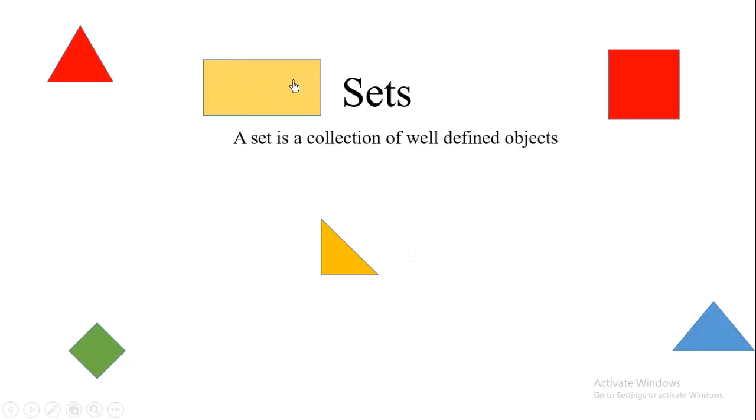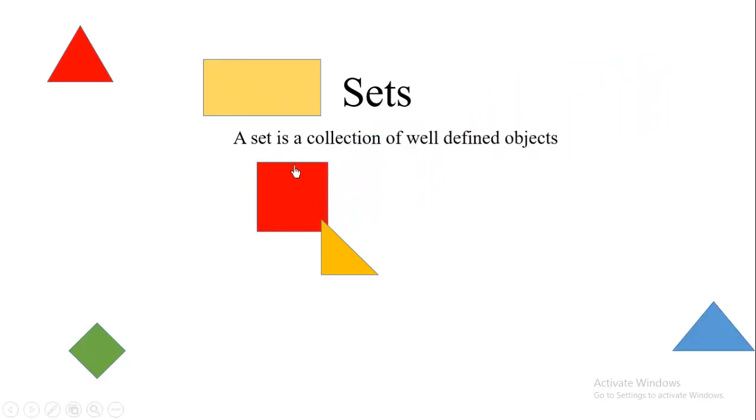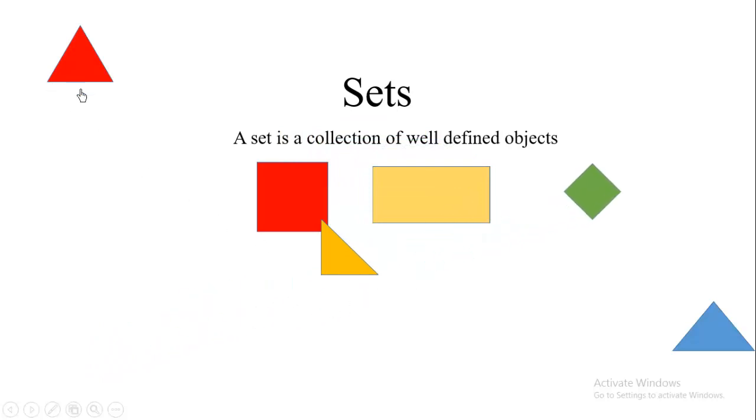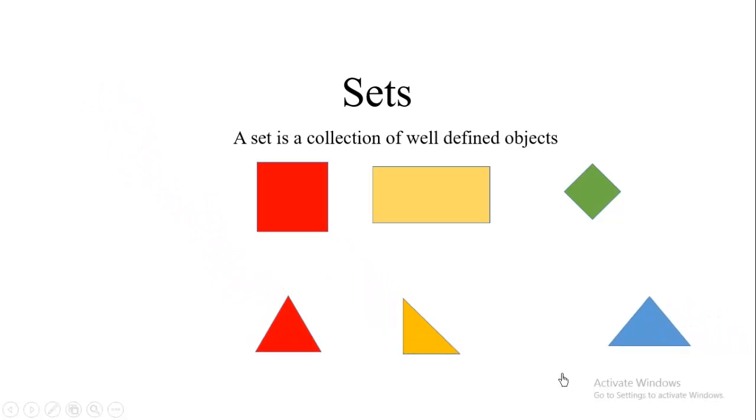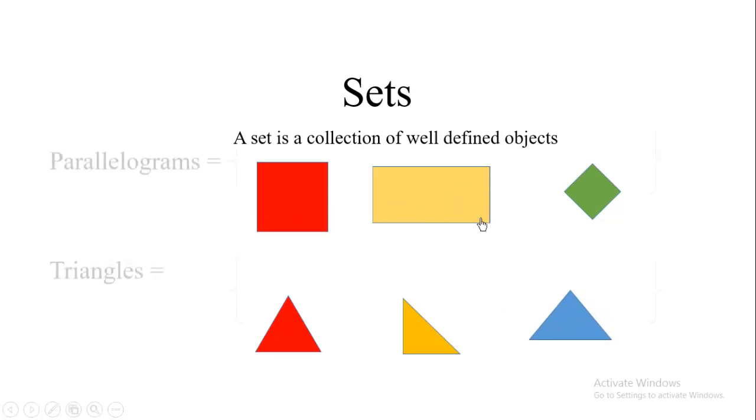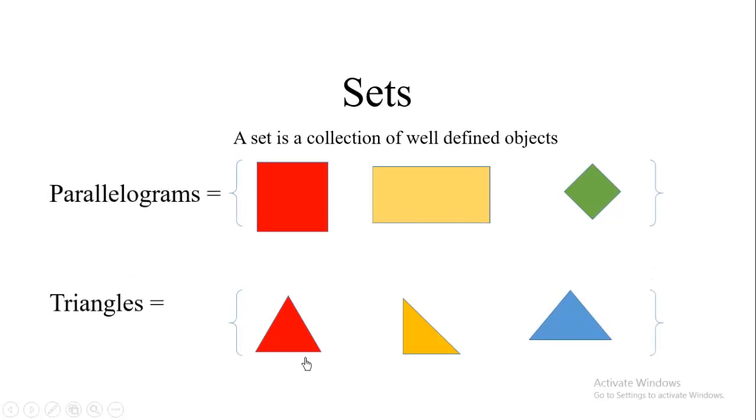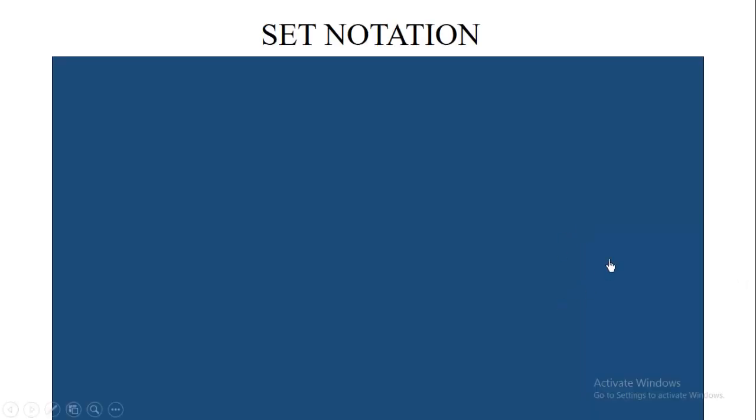So we have those with 4 sides, then we also have those with 3 sides, with this and this. So this will form a set of parallelograms, and this also form a set of triangles. We use braces to list sets. Set notations.